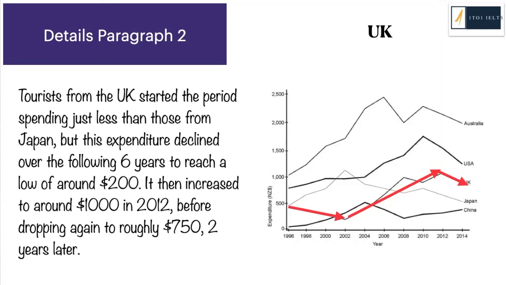Here we said tourists from the UK started the period spending just less than those from Japan. So here I'm showing some comparison with another category. But this expenditure declined over the following 6 years to reach a low of around $200. It then increased to around $1,000 in 2012, before dropping again to roughly $750 2 years later.